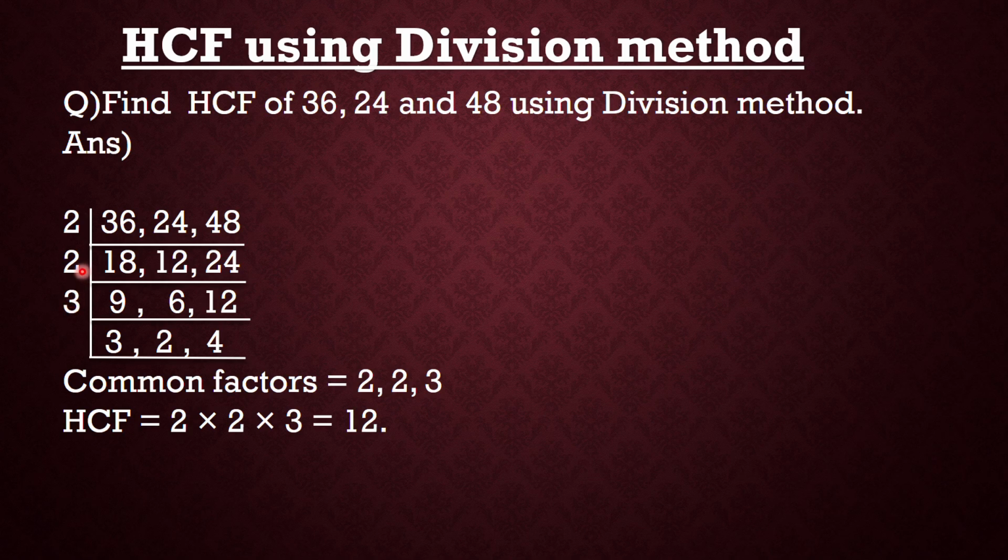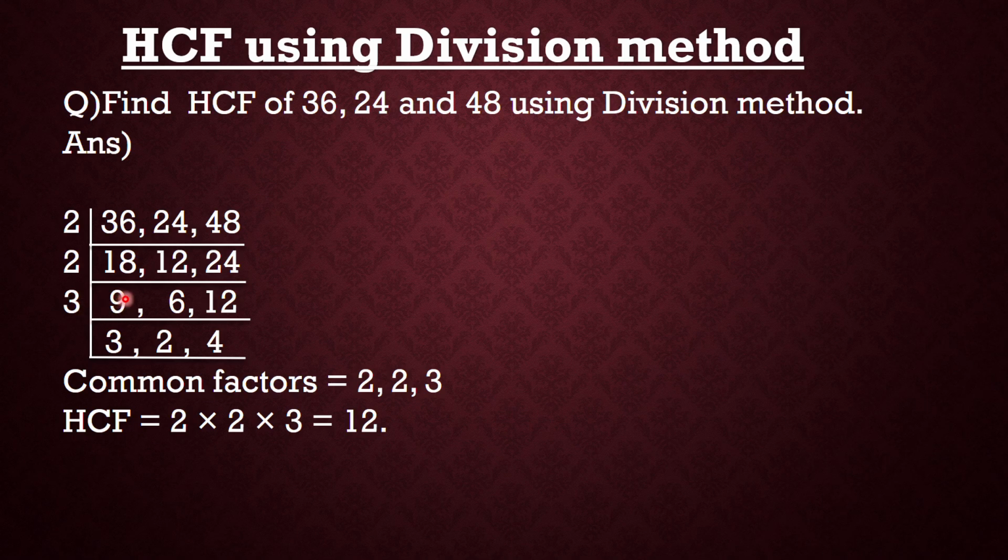See here, with 2 I could divide all these 3 numbers, so I divided. Here, though two numbers are divisible by 2, one number is not divisible. I am not supposed to divide by 2 in HCF. Okay, so now I will try with 3.